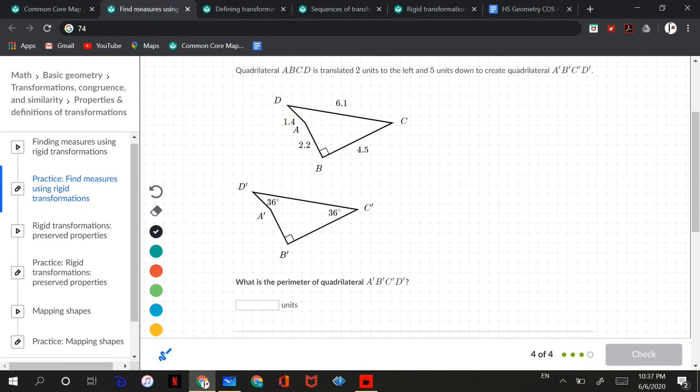What is the perimeter of quadrilateral ABCD? Let's see. Pause the video and then do the problem. Okay, now let's take a look at this. What is the perimeter of ABCD? So again, a rigid transformation, and so these two shapes are congruent. We're trying to find the perimeter of this quadrilateral, but since they are congruent, all of these sides should be congruent to this triangle, and since we know all the sides, we can just find the perimeter of this shape.